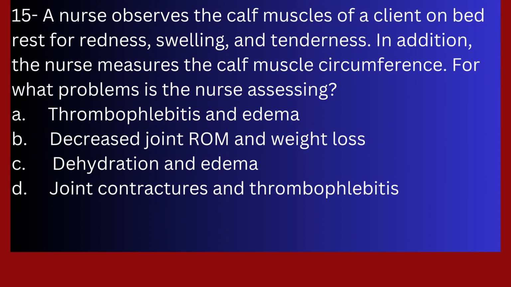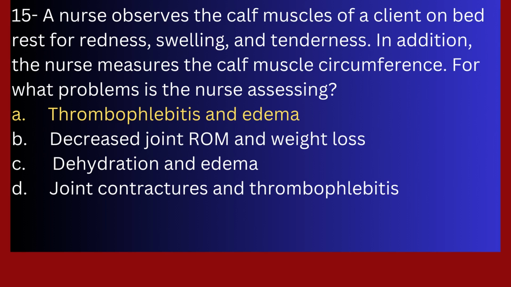Question number 15. A nurse observed the calf muscles of a client on bed rest for redness, swelling, and tenderness. In addition, the nurse measures the calf muscles circumference. For what problem is the nurse assessing? A. Thrombophlebitis and edema. B. Decreased joint range of motion and weight loss. C. Dehydration and edema. D. Joint contractions and thrombophlebitis. The answer is A. Thrombophlebitis and edema.